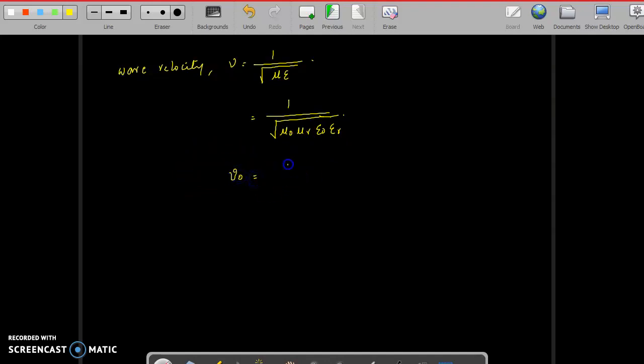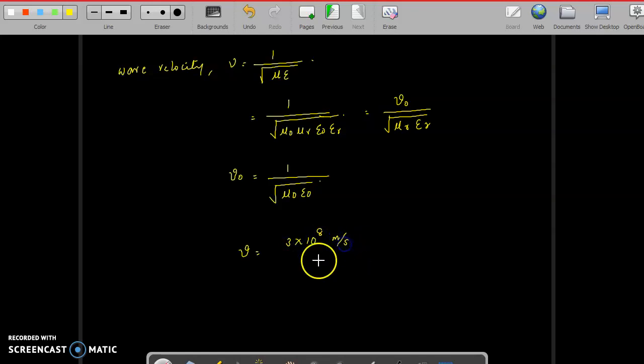And we can write down the expression of the velocity of light: 1 by square root of mu naught epsilon naught. This is the expression of velocity of light. So the same thing we can modify as velocity of light upon the square root of mu r and epsilon r. Then we will get the velocity of this wave.